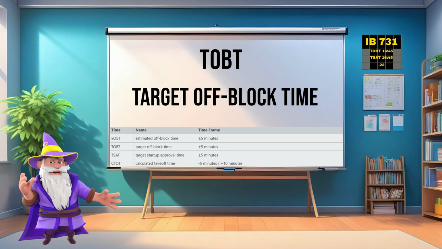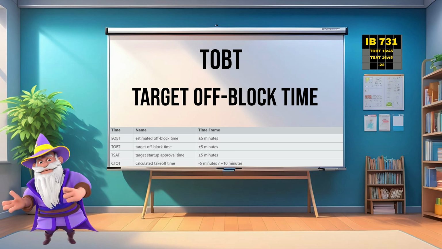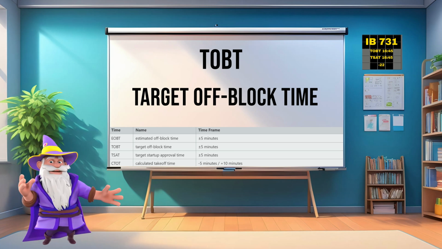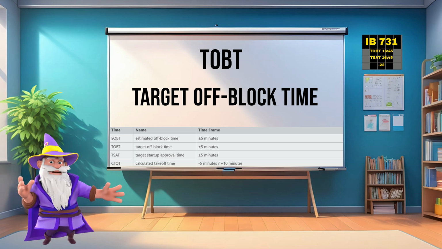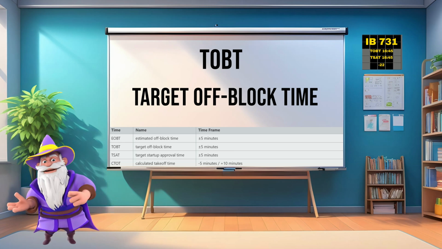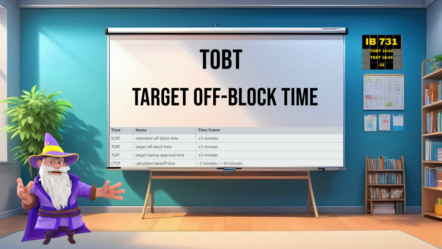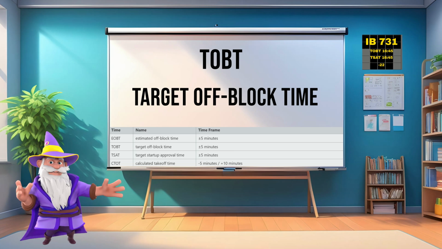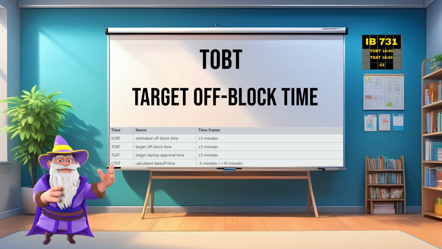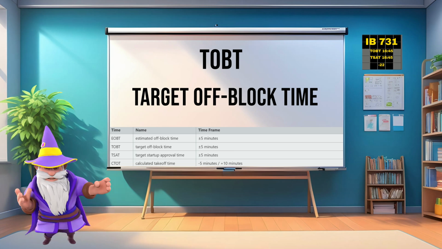So, is this important for us? Very much so. This is the time that we have to be fully ready. Boarding done, fueling done, flight preparation done, briefing, etc. So get your time management skills sharpened and be ready a little bit before your TOBT. Otherwise, you will lose your slot.